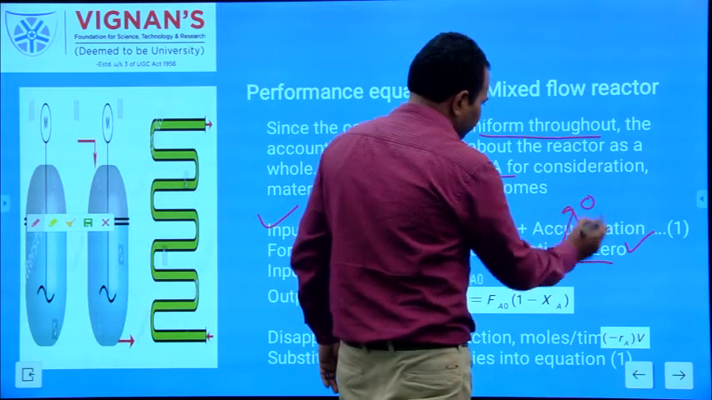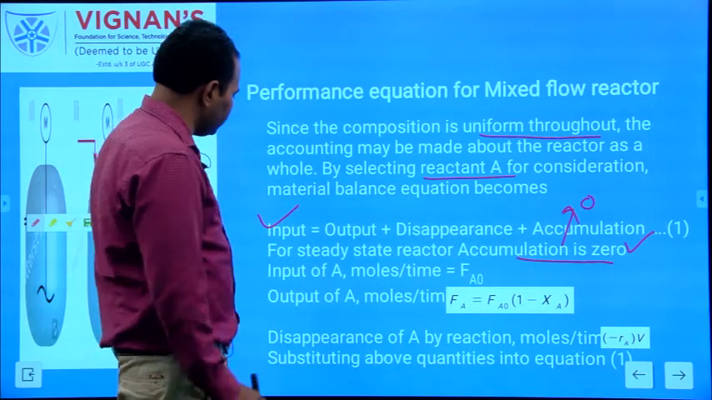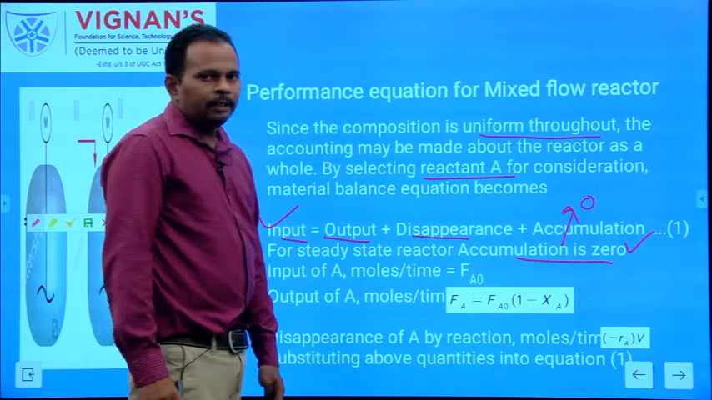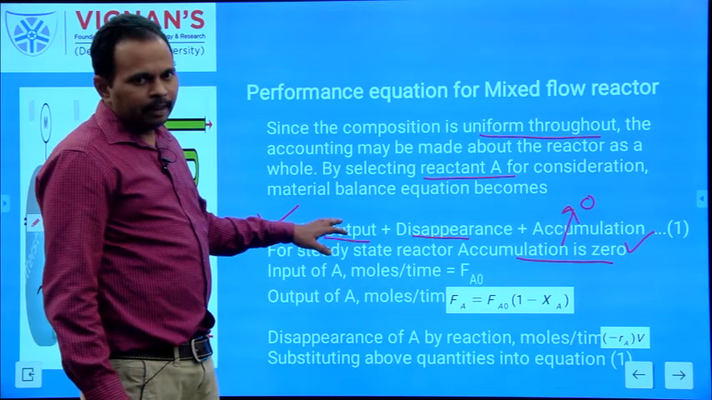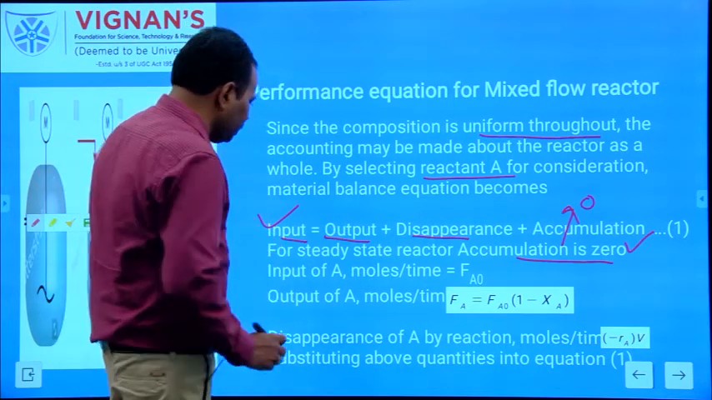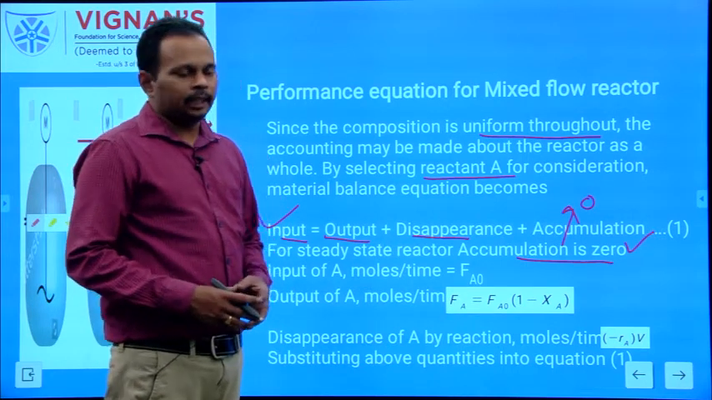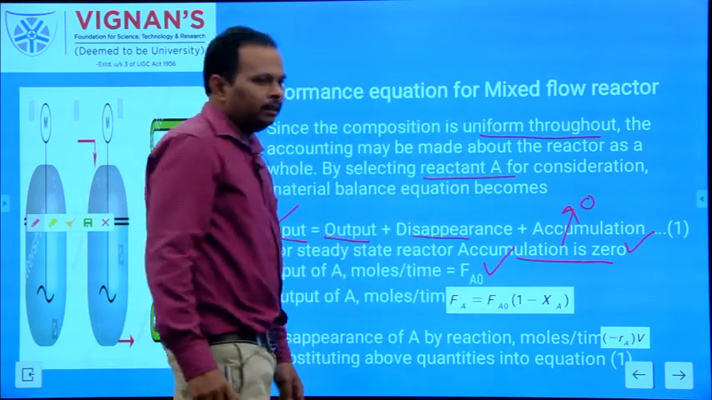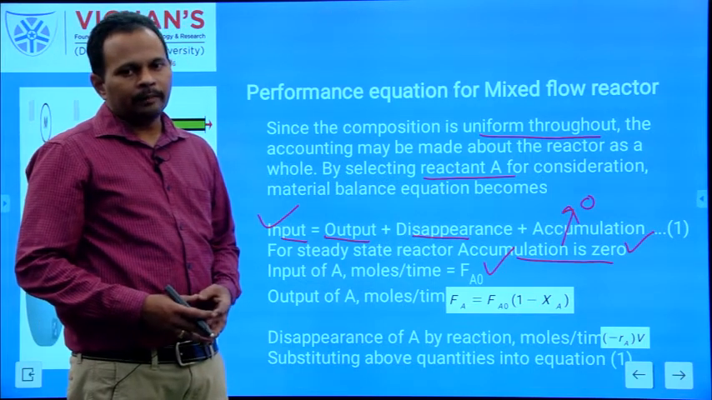When the accumulation term is 0 for the MFR, the terms left in the material balance equation are the input, output and disappearance. Only 3 terms left. What is input? We are doing this material balance equation for reactant A. Input of A is nothing but the moles of A entering the reactor per unit time, that is FA naught. FA naught is the molar flow rate of A.